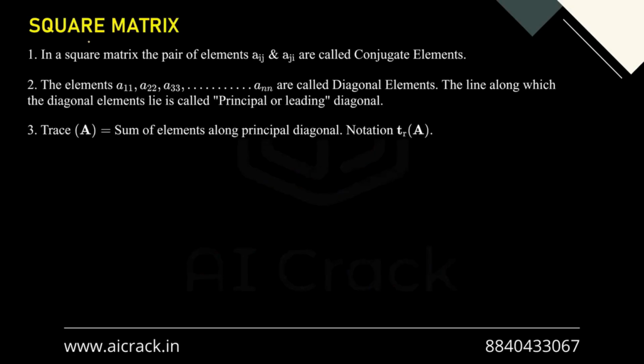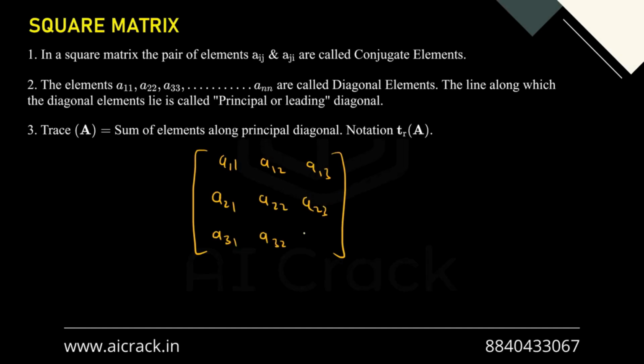Now let's talk more about the square matrix. In a square matrix, the pair of elements Aij and Aji are called conjugate elements. So let us write a standard matrix first: A11, A12, A13, A21, A22, A23, A31, A32, and A33. So this is a very standard square matrix, right?